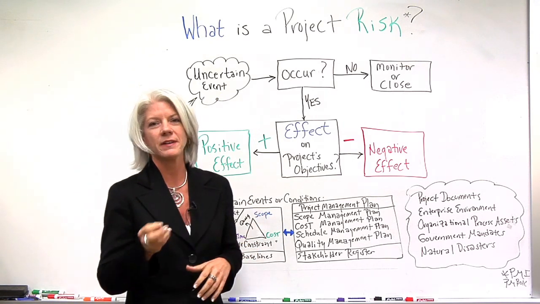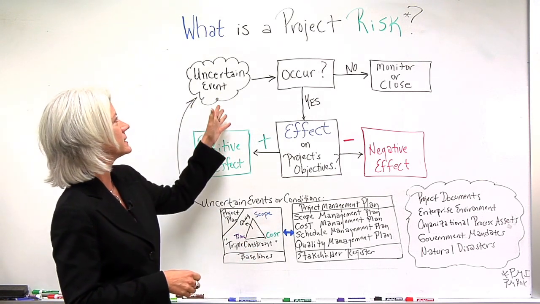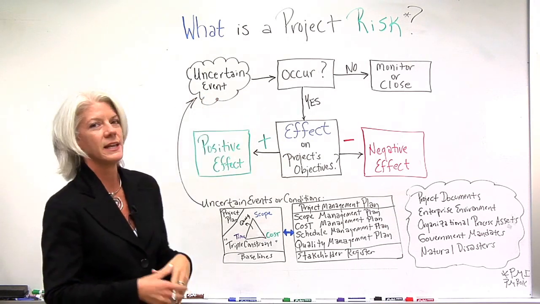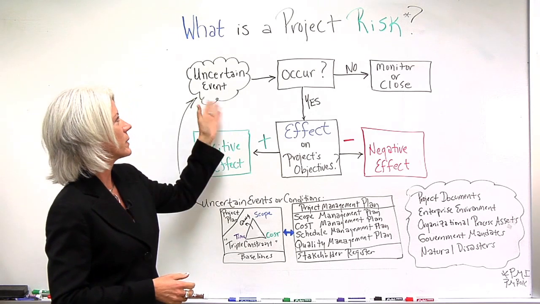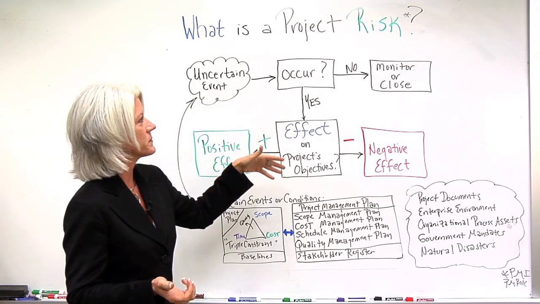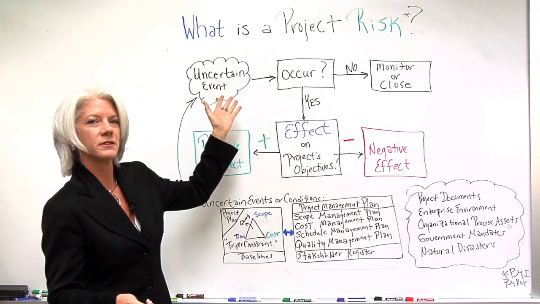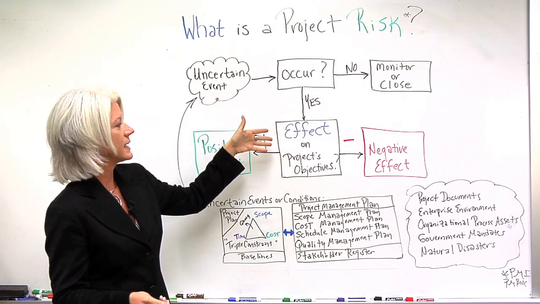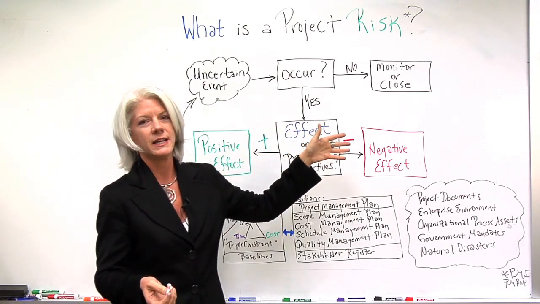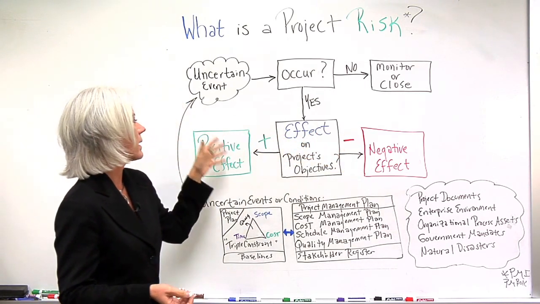So clearly defining what a risk is: a risk begins with an uncertain event or a condition that could occur. We recognize what these events are, and we determine if they occur or not. If this uncertain event occurs, then it could have an effect on the project objectives. It could have a negative effect or a positive effect.